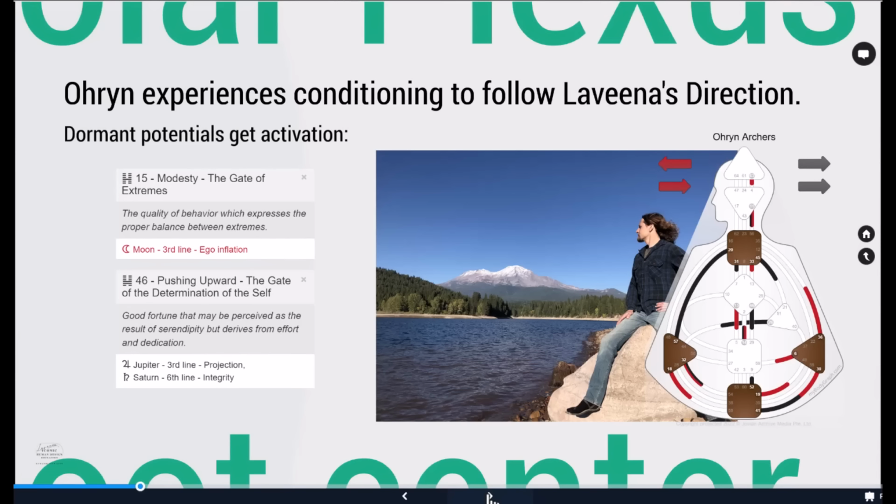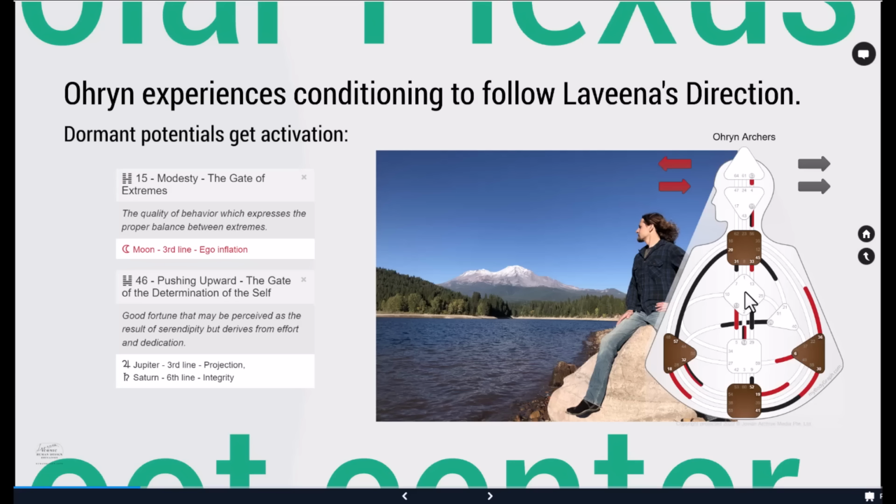What happens with you, Oren, is that you experience conditioning to follow Lavina's direction. So what happens in you is that your unconscious moon, your conscious Saturn, your conscious Jupiter, all of these things that are inside the undefined direction, higher self, turns on when you're with Lavina. And when she's in an unhealthy state, she can impose or force her direction on you.